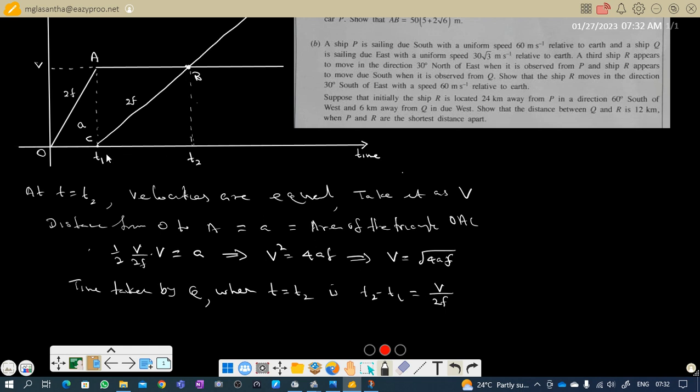So this time, you need to calculate this time. That time is given by v over 2f, where v equals square root of 4af, over 2f. So this equals square root a over f. Square root a over f.